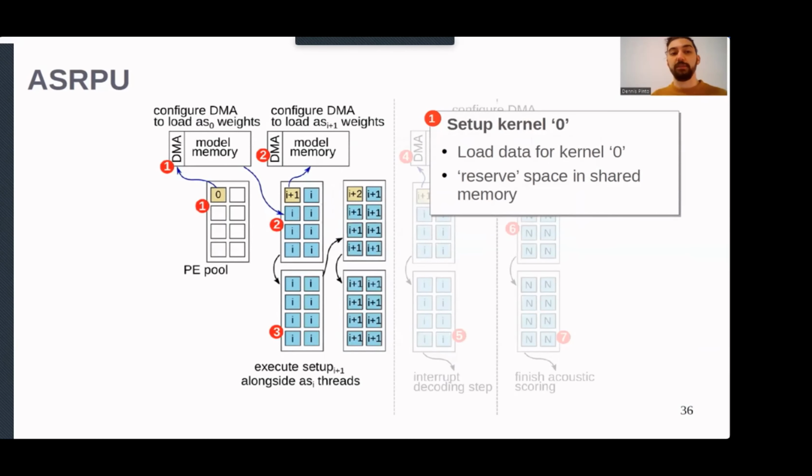As previously mentioned, before the execution of each kernel, the accelerator checks whether the programmer provided a setup function or not. If the setup function is present, the accelerator will launch a thread to execute it. We start the decoding step in the acoustic scoring phase by executing its first kernel. So first, the ASR controller dispatches a thread to execute the setup function of this first kernel.